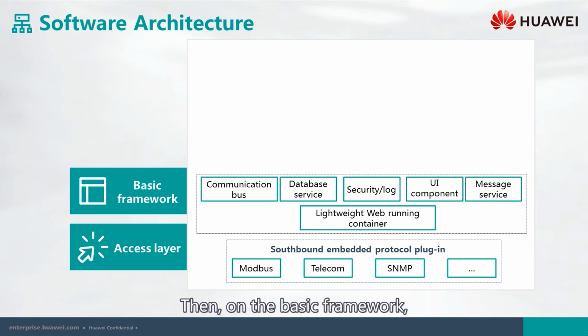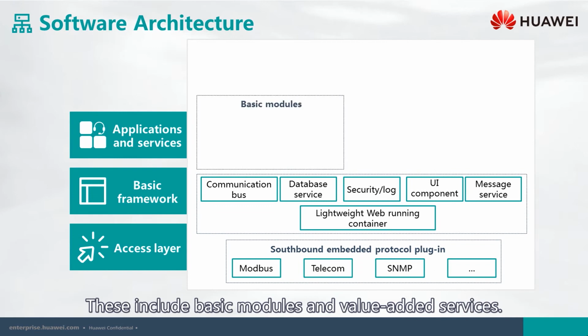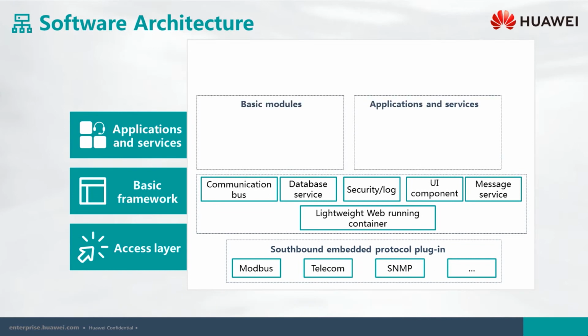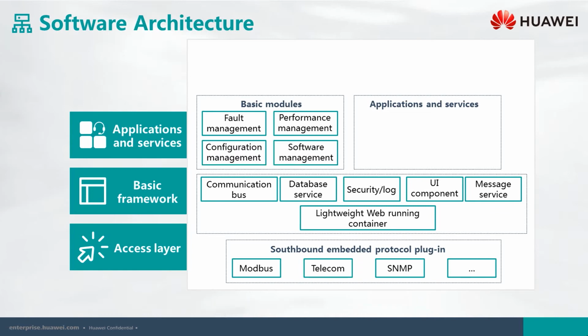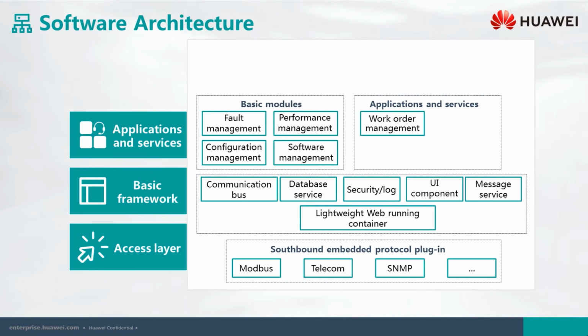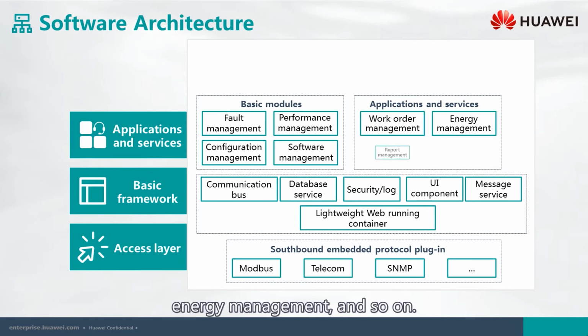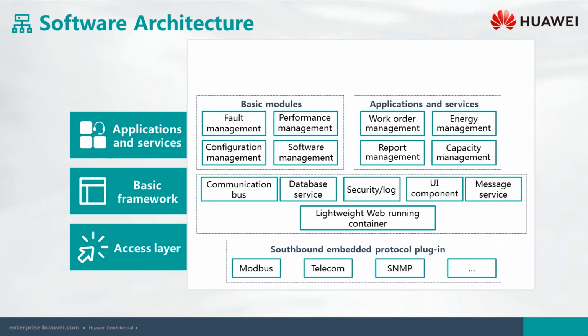Then, on the basic framework, we can see applications and services. These include basic modules and value-added services. Some examples of basic modules include fault management, performance management, and so on. Value-added service modules include work order management, energy management, and so on. Users can choose value-added service modules if they require them.